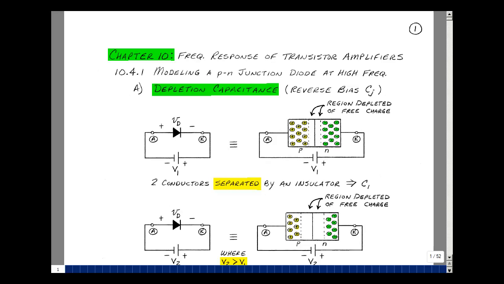This lesson deals with modeling a PN junction diode at high frequencies. You can find these notes in the ECE302 ebook in Chapter 10 starting on page 1.